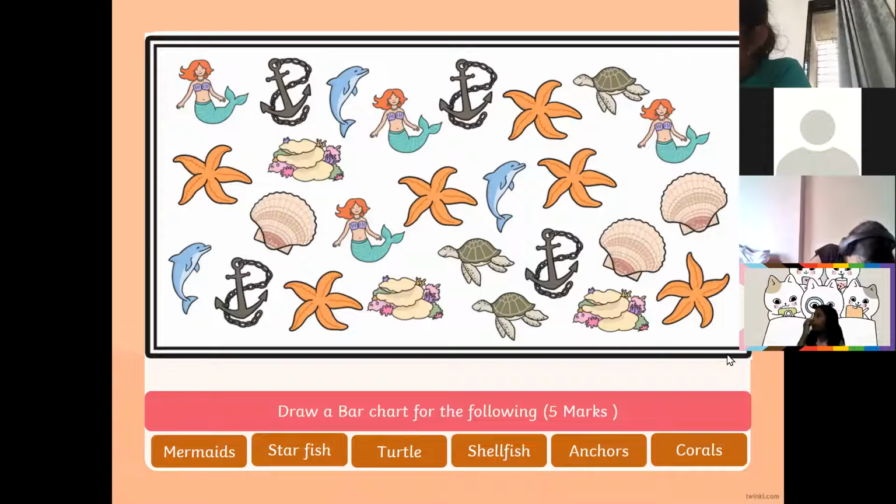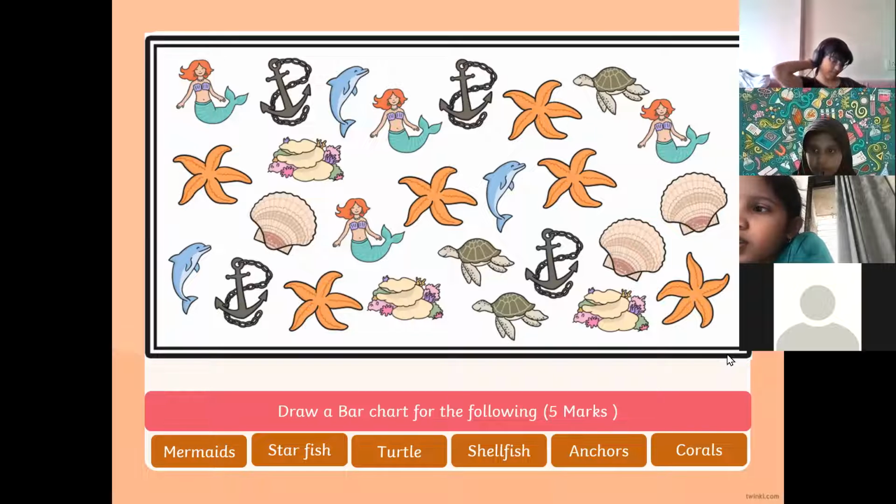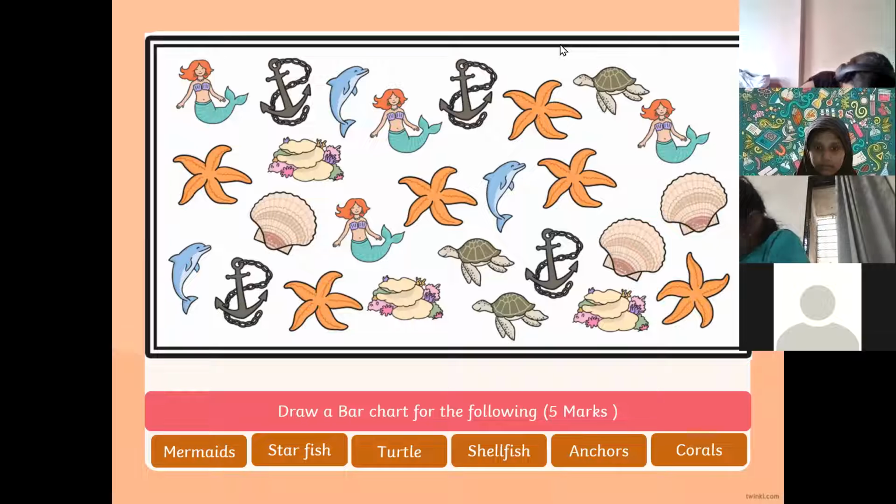I'm doing it on a blank page. Okay. The bar chart. Yes, you can do it. Just number your line, till 6 maybe. Okay, ma'am. Till 6? Okay. Corals? Yes. We don't have to write dolphin. You don't have to write what? Dolphin. Yes, you don't have to.